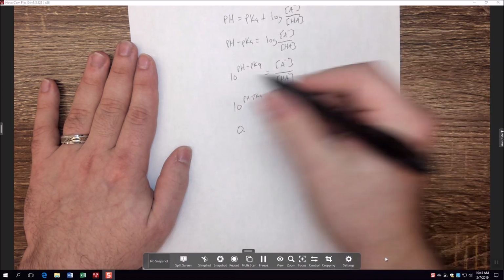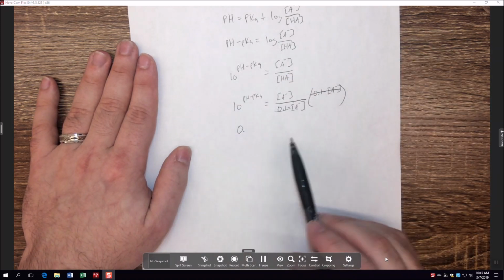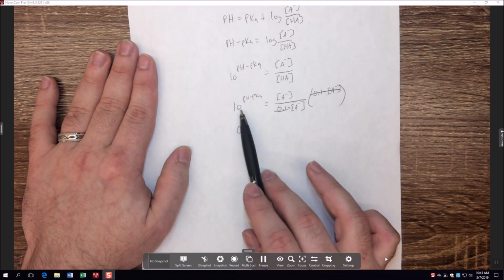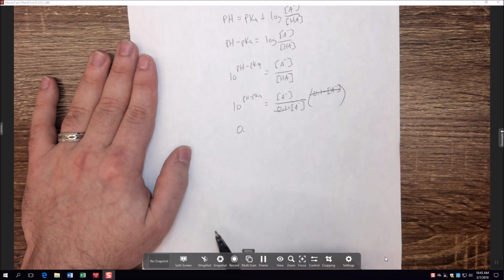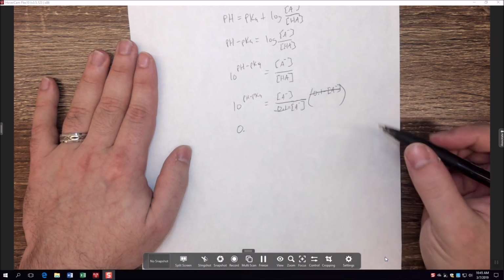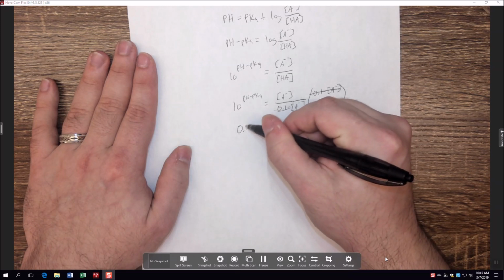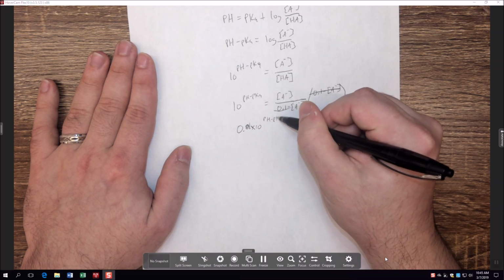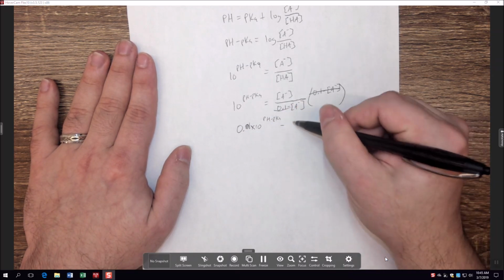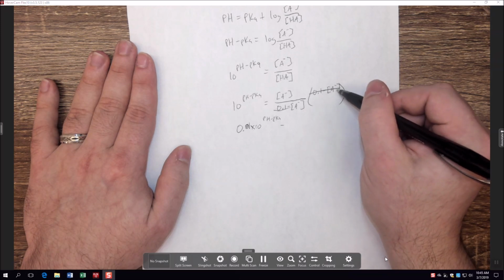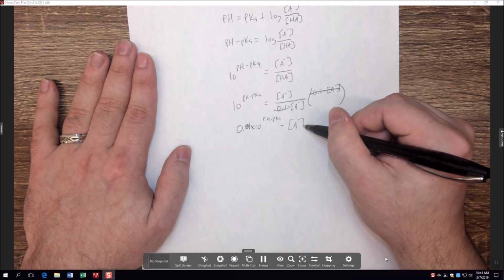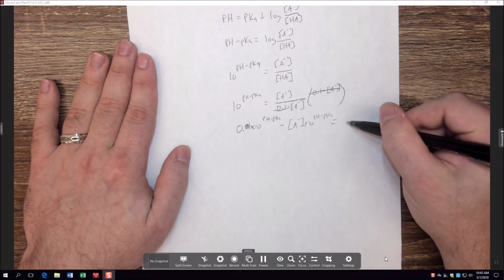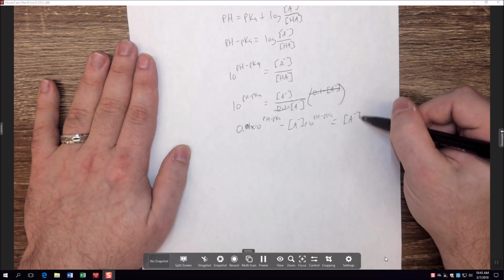Which will cancel out on this side. And then we're going to multiply it on this side as well. But when I do it on that side, I'm going to distribute it to each of these two values. So the 10 to the pH minus pKa is going to multiply by the 0.1, which is 0.1 times 10 to the pH minus pKa. And then it's going to be subtracted, because we're doing minus A minus times 10 to the pH minus pKa. And that all is equal to the concentration of A minus.